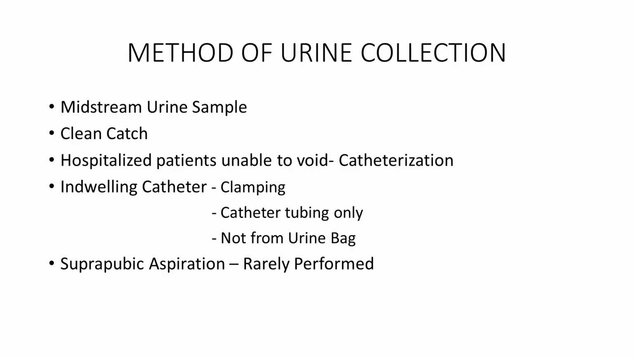Now, how to collect urine for urine analysis? It should be a midstream sample. The easier way of getting the midstream sample is to tell the patient to start passing the urine. Once the urine stream is established, bring the bottle to the urine he is passing, and then remove it. So you avoid taking the initial urine sample and the late urine sample. It's the midstream urine sample. It is also called clean catch. It has to be done in a very clean environment.